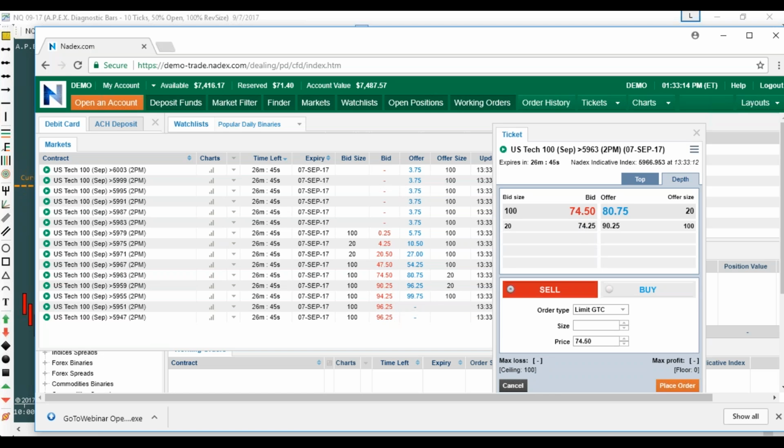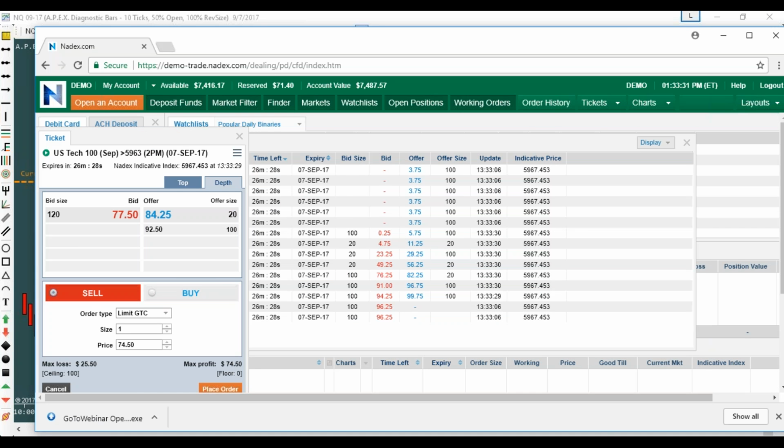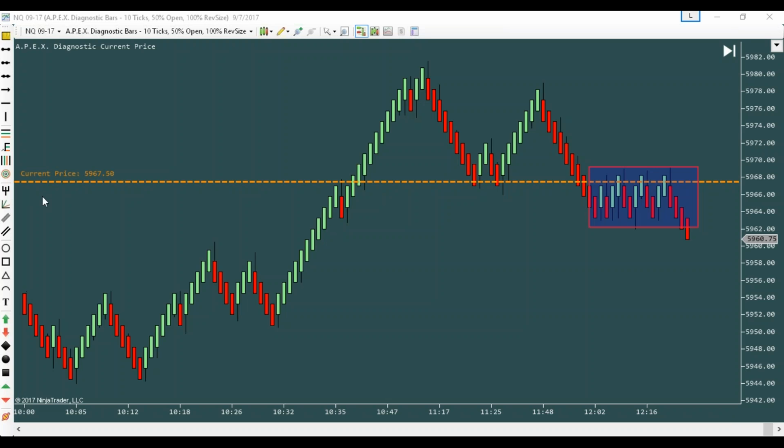So I can sell it, and I risk about 25 bucks to potentially make 75. Where's the strike at? 59.63. So 59.63 is right about here.